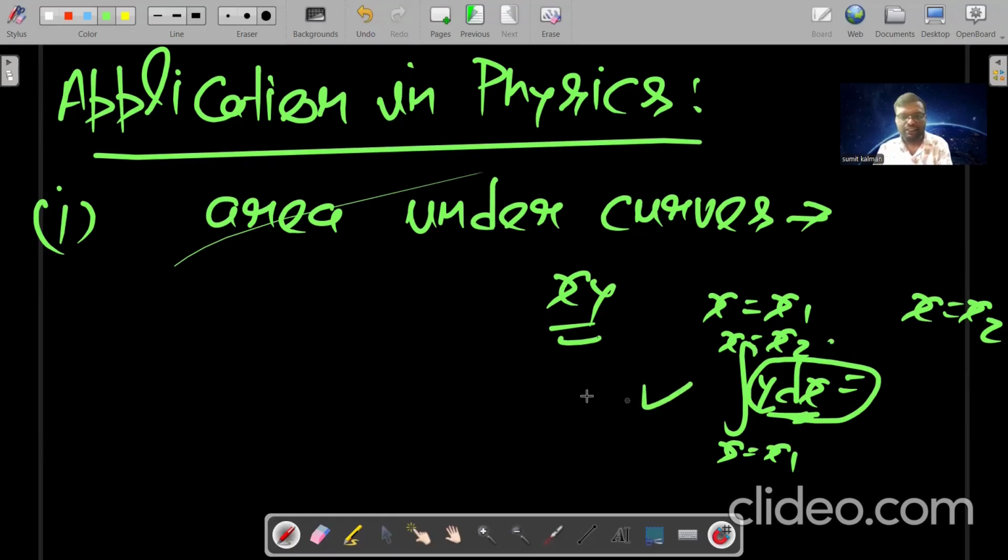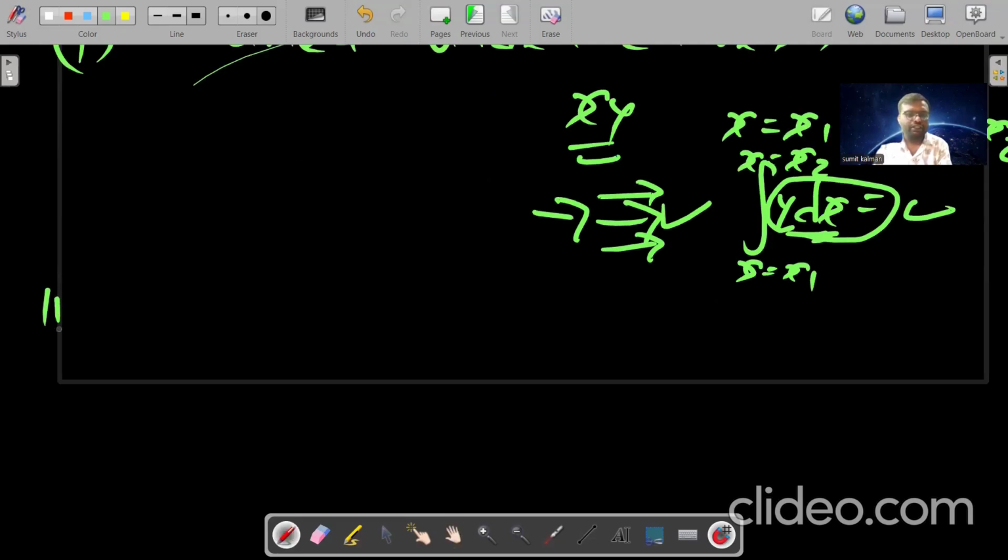But students, here integration is doing what? It is saving your time, and it is also making your life easier. You just have to consider one area and integrate that one area between the limits x equal to x1 to x equal to x2. If you are able to do the integration, then you will be able to find the summation of all the areas between x equal to x1 and x equal to x2. So students, this is the first application of integration in physics. Now students, we will see the second application.